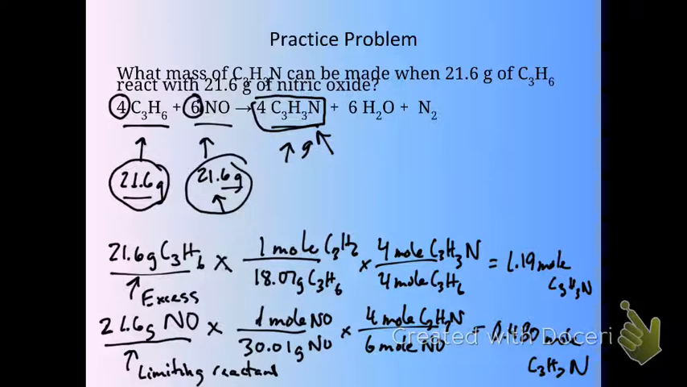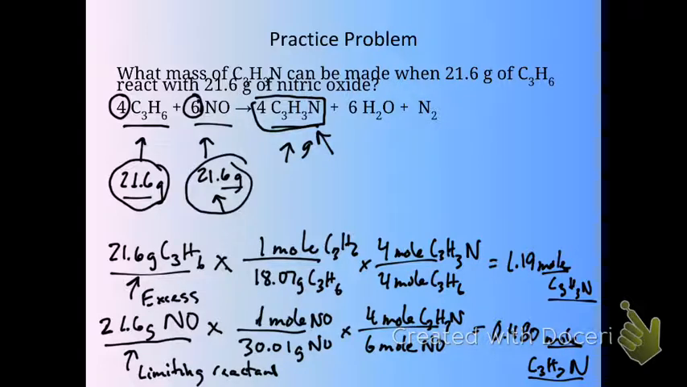Now I want you to notice that before, when we just had the mass of each, we couldn't tell which was our limiting reactant. Why? It's like you have to compare apples to apples. If we have moles of C3H3N and moles of C3H3N, we can clearly see how many moles 21.6 grams of C3H6 is going to produce, and how many moles 21.6 grams of NO is going to produce. It's easy to see that's the smaller amount of product, therefore it's the limiting reactant.